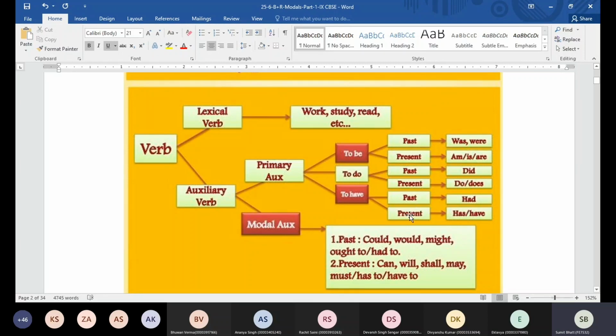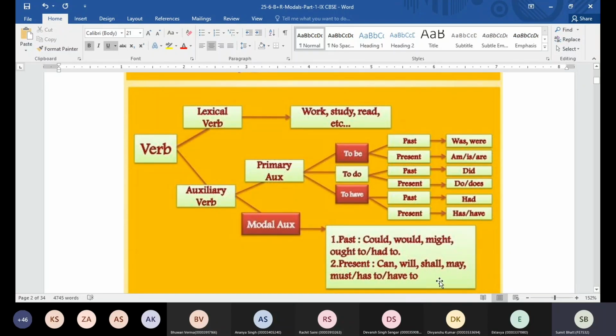Now we have one more type of helping verb, that is going to be a modal auxiliary or modal helping verb. In there also we have two types, we can categorize them into two types. One is for past time, one is for present time. But that's not all. Sometimes we use these past forms for present time also. But that cannot happen with the primary auxiliaries. Modal auxiliaries are like could, would, might, ought to, had to. For present time we have can, will, shall, may, must, has to, and have to.